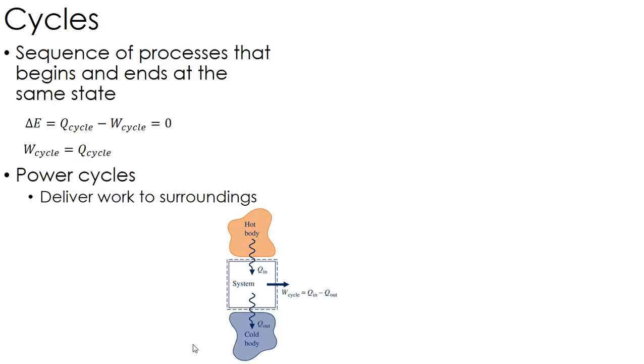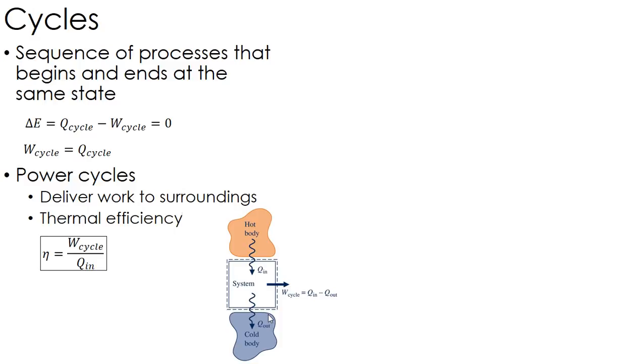The first type of cycle we want to talk about is a power cycle, in which we take some very hot source and use that heat to deliver work to the surroundings. If you look at the figure here, we have a Q in, we convert that to some amount of work, and then dump heat to a cold body. So with that natural motion of moving hot to cold, we get some work out of it.